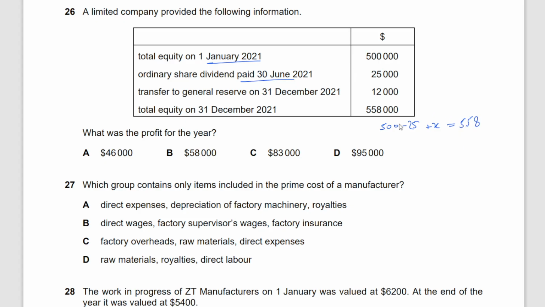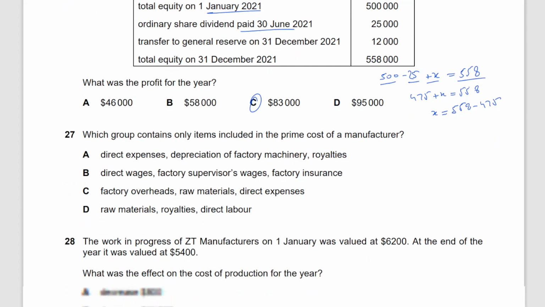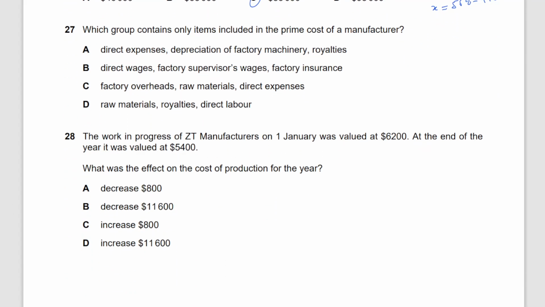Again, I'll repeat that. In the opening, we have 500. This was paid out. Then some profit came in. We don't know the amount. And at the end, we're left with this. So we created an equation for this. There will be other ways, but this is the way I like to do it. 500 minus 25, that's 475, plus x equals 558. X equals 558 minus 475. That's 83,000.